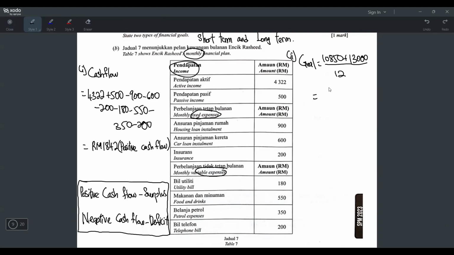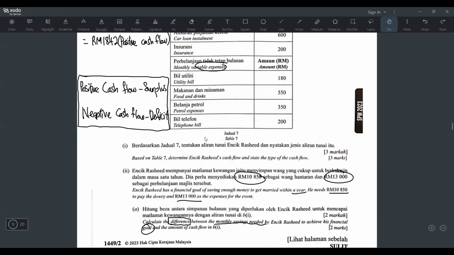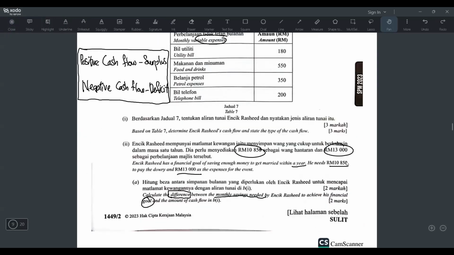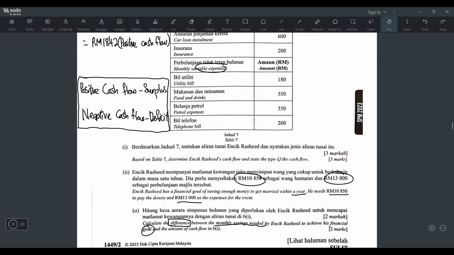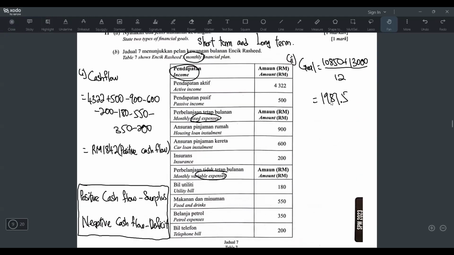But it's not the final answer. Okay, but we tekan first. Okay, I got 11925. It means in 1 month. Oh my god, I silap. Okay, it's 1987.5. I silap tekan. Sorry. So 1987.5. So this is the goal, okay, in 1 month lah. If you want to save in 1 year, it's like 13,000 plus 10850. And to achieve this goal in 1 year, satu bulan dia kena save ini amount.